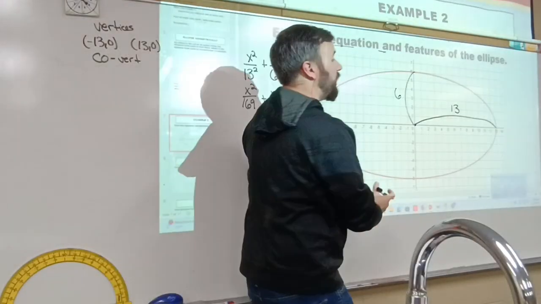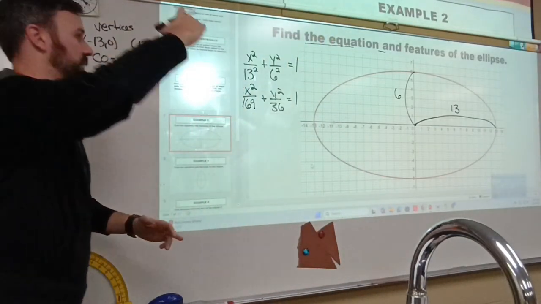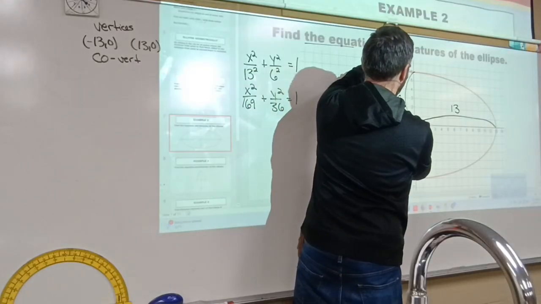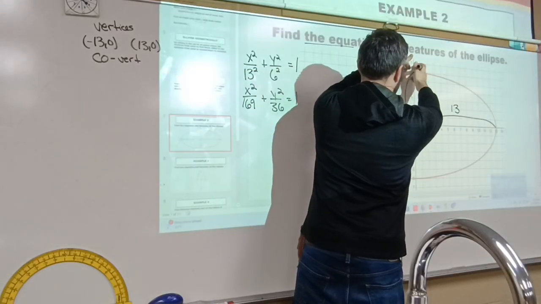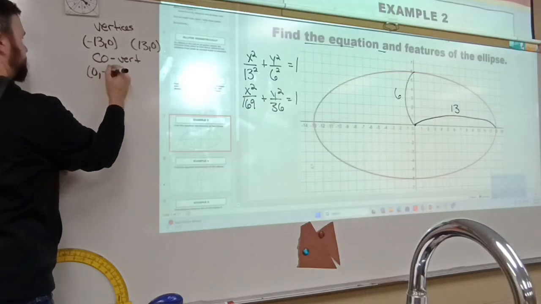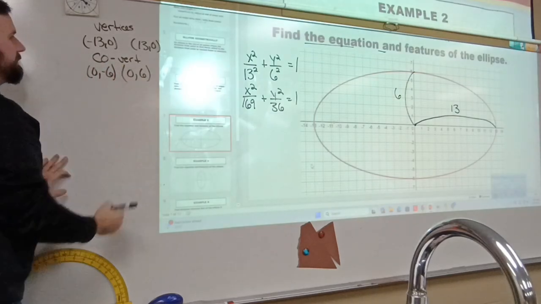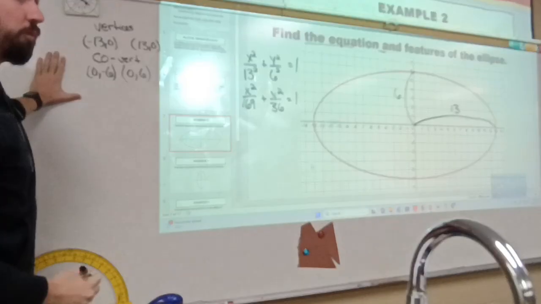What are my co-vertices? These are the small ones. Now, these do switch spots with your x and y based on which one's longer. Okay, the longer one's the vertex. So it'd be 0, 6 and 0, negative 6. Okay, right? What else do we need to find?